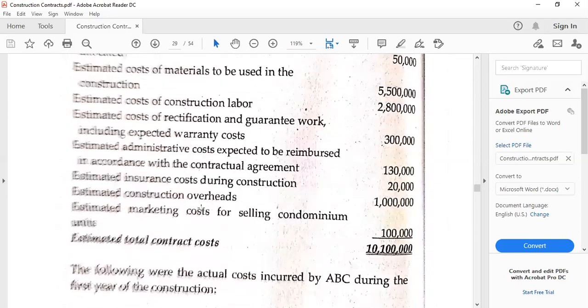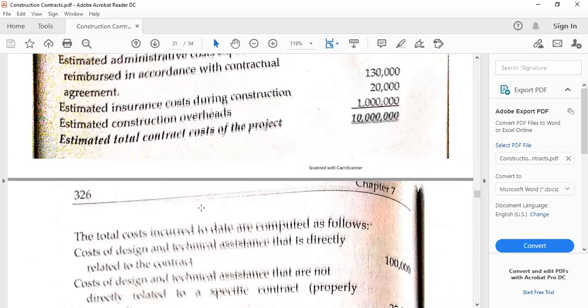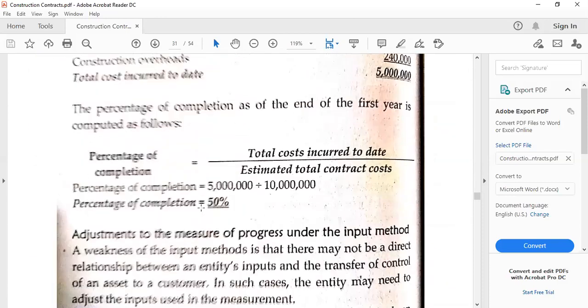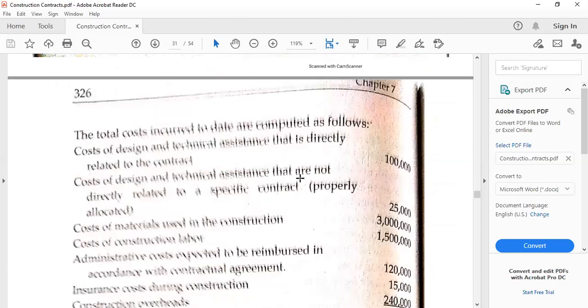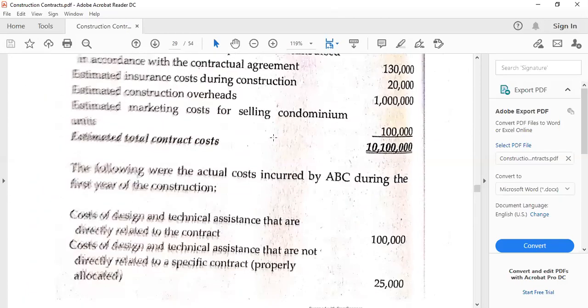Okay, so these are the estimated total contract costs. So this would be our basis for the denominator, but the numerator will also be analyzed properly. Forgive me, guys, for going back and forth. It's just to check our direction.